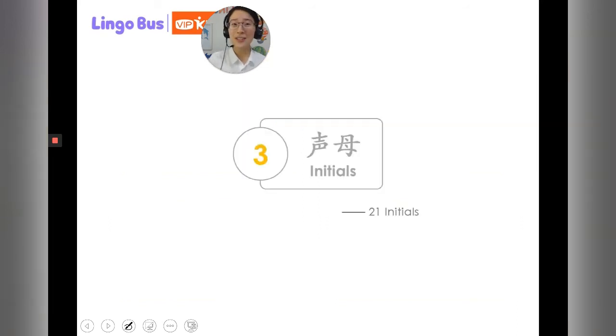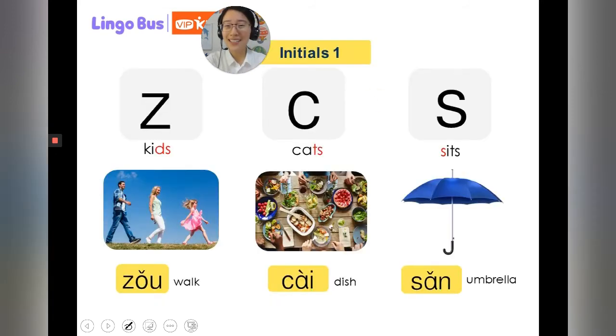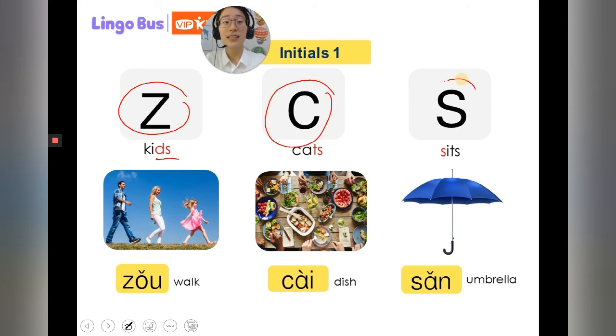Now let's talk about initials. In total, we have 21 initials. And you already knew how to sound out some of them, like bo, po, mo. And today we're going to look at some tricky ones. In this first group, we have zi, ci, and si. So for the first one, zi, it sounds like the S in the word kids. Zi. The tip of your tongue touches the back of your upper teeth.